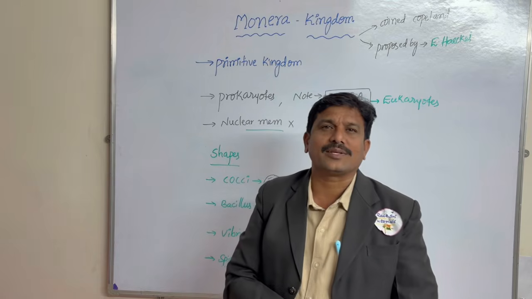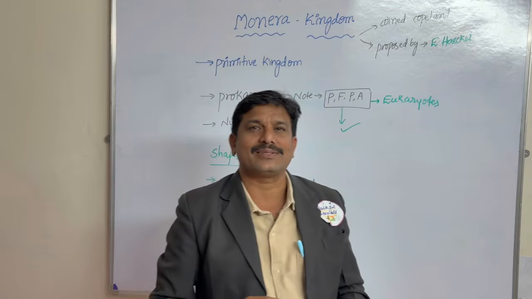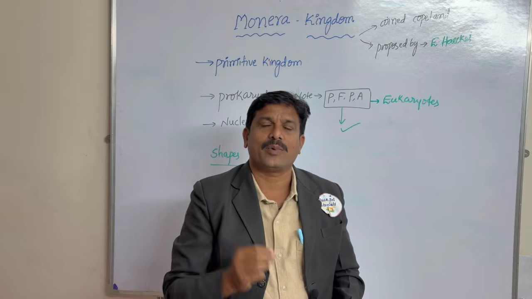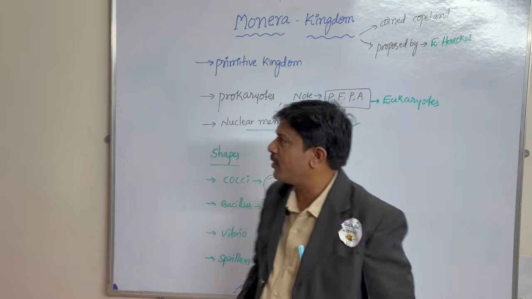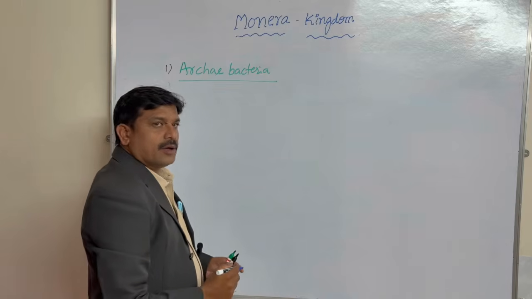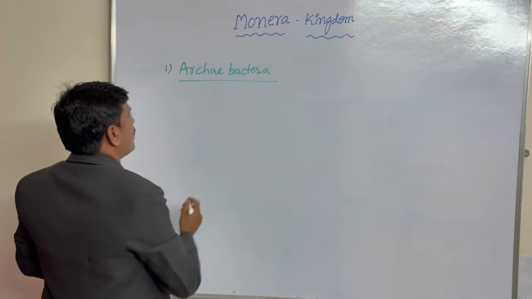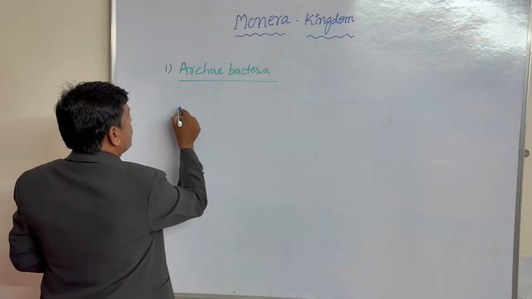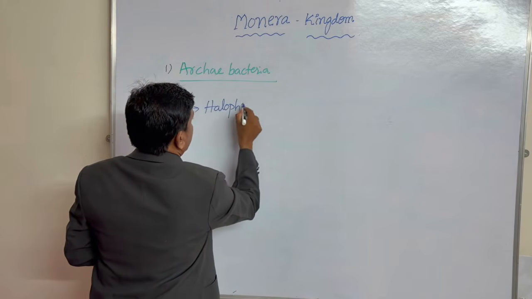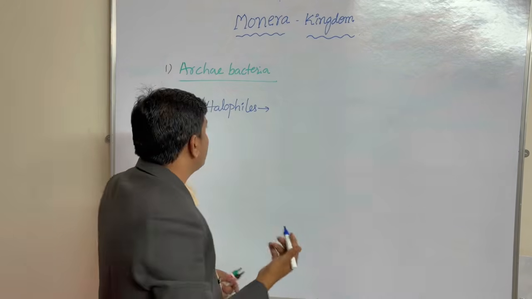According to the NCERT syllabus, Monera consists of different types of classes, especially Archaebacteria, Eubacteria, and Mycoplasma. That I'm going to discuss. First let's start with Archaebacteria. In Archaebacteria, some species are Halophiles. What are halophiles? They are present in salt species.